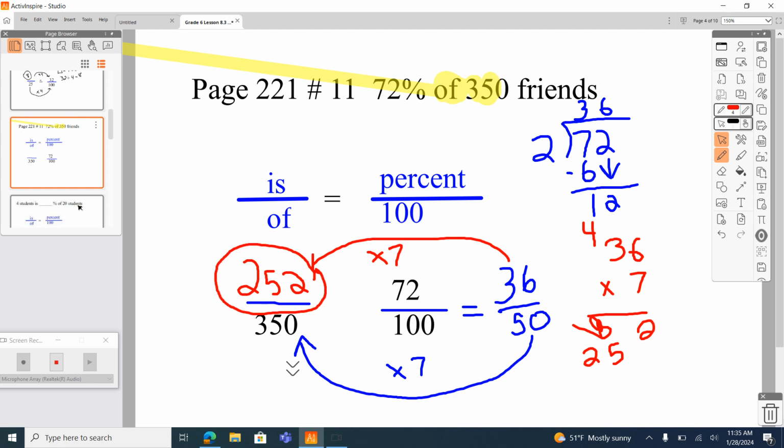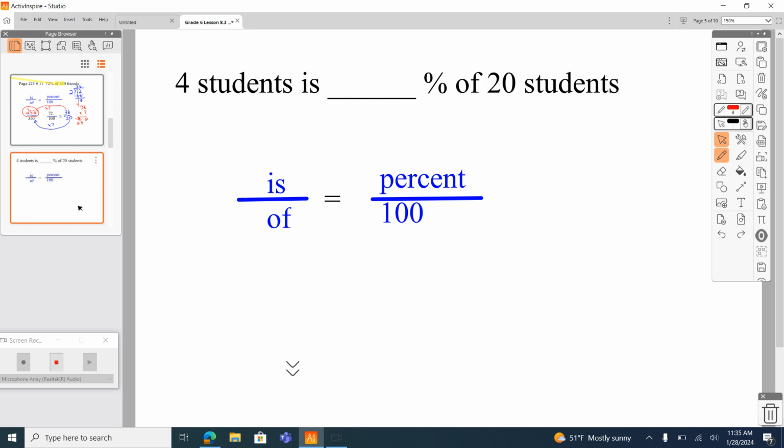Okay, now we're going to be a little different. We're going to have to find the percent. Oh, I didn't fill this one. 4 students is blank percent. So clearly on this one, we don't know what percent we're finding, so it's going to be something over 100. So this number 20 is closest to the word of. It's going to go on the bottom.